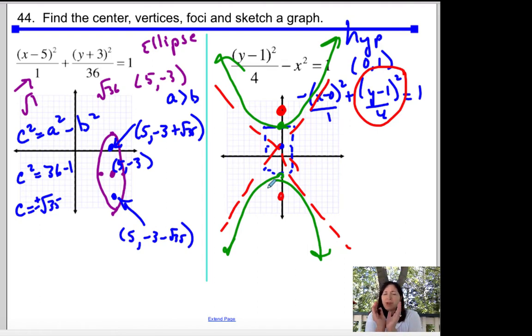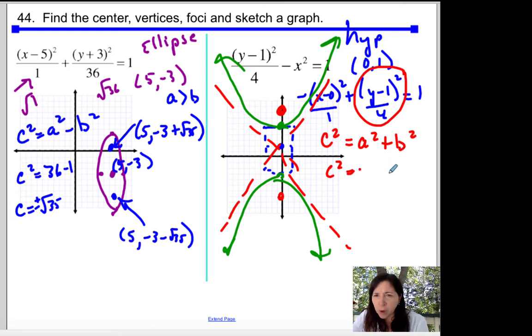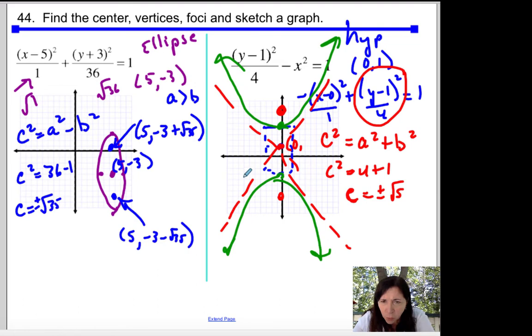Well, the focal points are always inside the arc. And so we're going to use this formula, c squared equals a squared plus b squared. So c squared is equal to 4 plus 1, which is 5. So c is equal to plus or minus the square root of 5. Because my center is at (0, 1), my focal points are going off of my y-axis. So this point is going to be (0, 1 plus the square root of 5), and this point right here will be 0 minus the square root of 5.